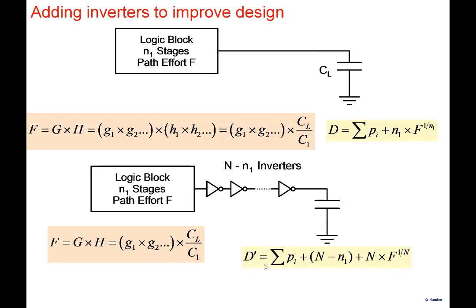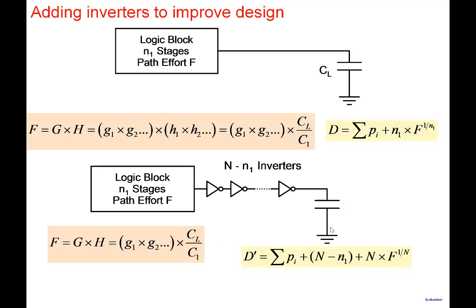Now note what will happen is D dash, the overall delay, will be sigma Pi, whatever were the original gates' parasitic delay here, plus N minus N1 times the parasitic delay of these inverters, plus N into F to the power 1 by N.